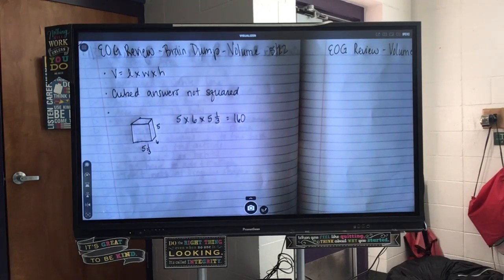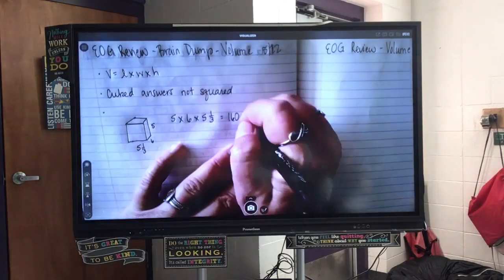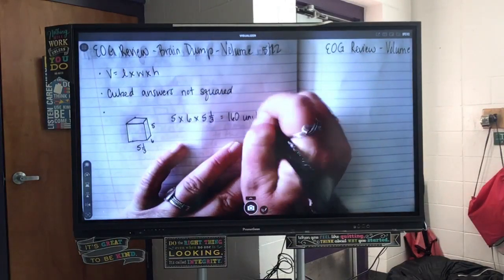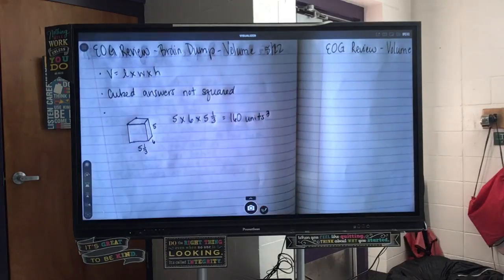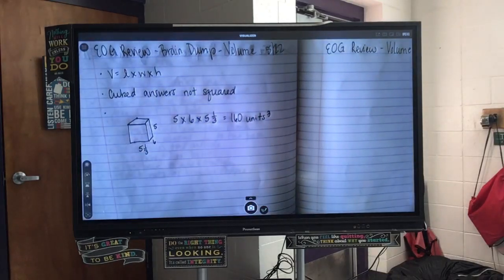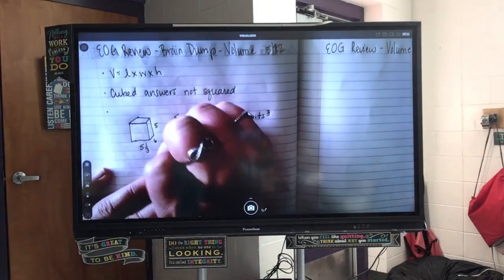Guys, we've got to know this. If you're multiplying 3 numbers, when you're doing geometry, it's cubed. If you're multiplying 2 numbers, it's squared. So this would be 160 units squared. Oh, sorry, cubed. So now, I want you to put your calculator down, and we're gonna do this the old-fashioned way.